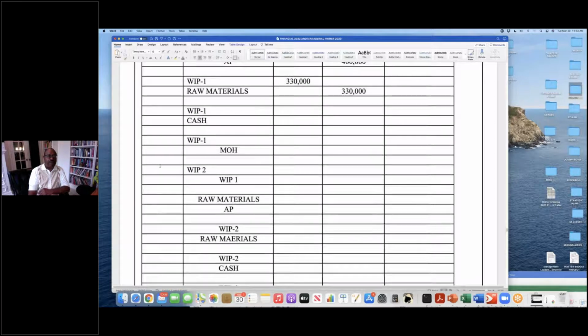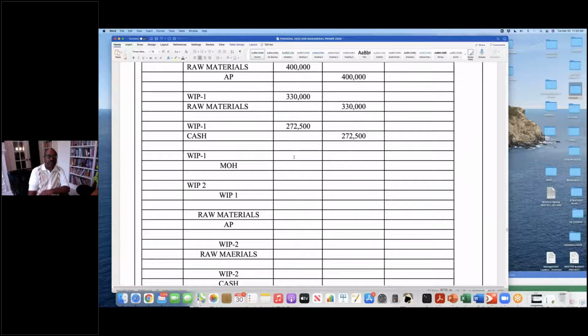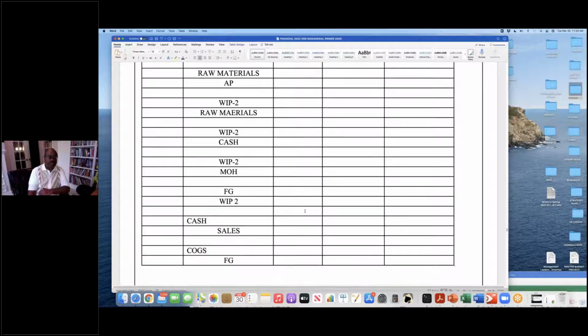Okay. How much labor did we have? I made it easy for you. How much was it? 272,500. And how much overhead did we have? 200,000. So the overhead that we applied was 200,000. So how much is going to go in this journal entry here? How much of this are we transferring to work in process two? 272.5 and 200.